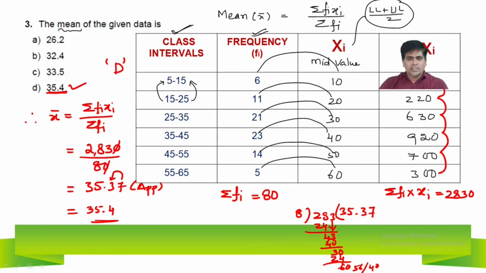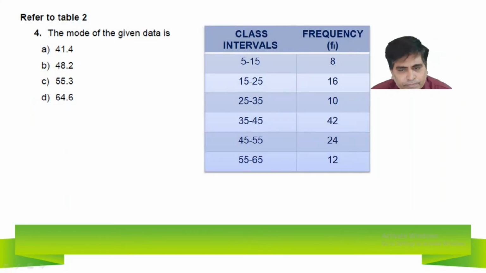I hope you clearly understood. I have done it by the direct method, you can do it by other methods also. No problem at all. Next we are moving to the next question. This refers to table 2.